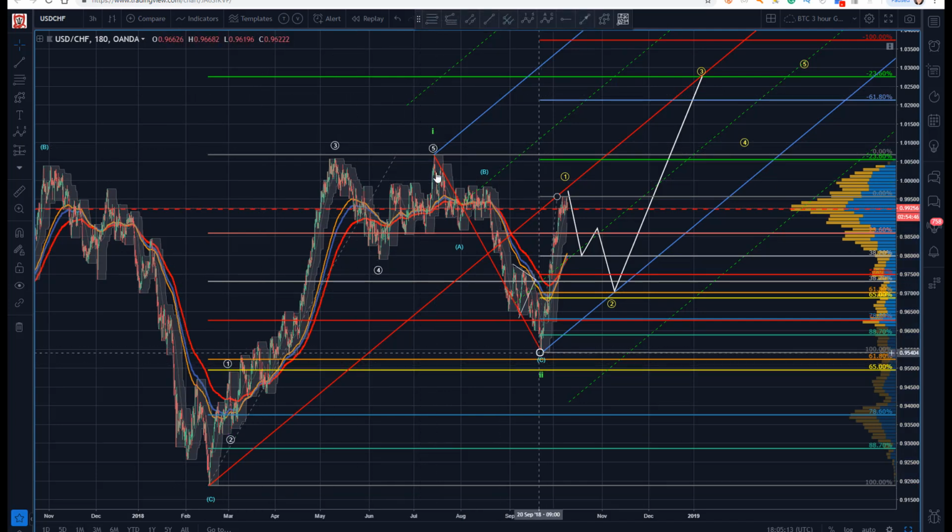So the 1 is in, the 2 we've got the 3-wave extension in the C. So where's the next opportunity?